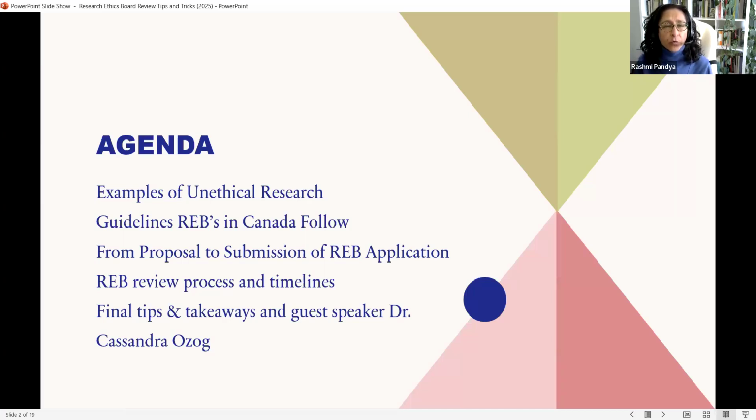We're going to go through the guidelines that REBs in Canada follow and some international guidelines. We'll go from your proposal, whether it's a grant proposal or that rough draft of what the study will be, to the submission process of the REB application. And we'll discuss the REB review process and timelines. And then we're going to have some final tips and takeaways.